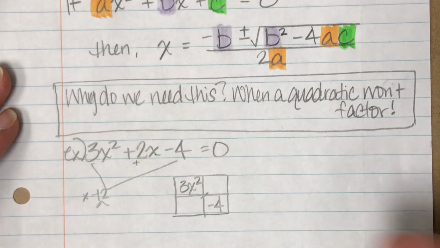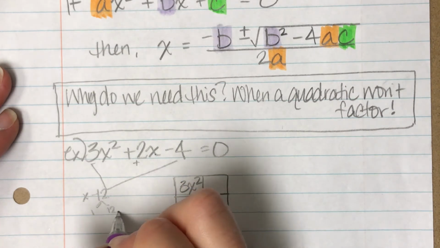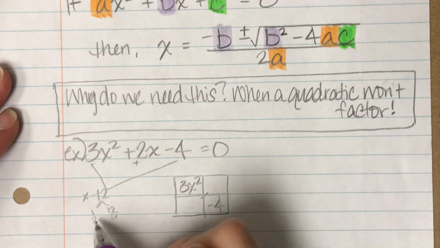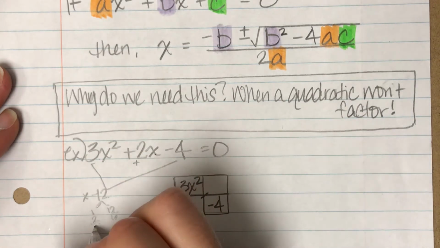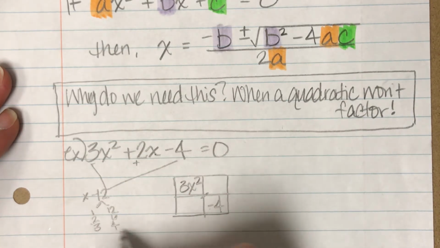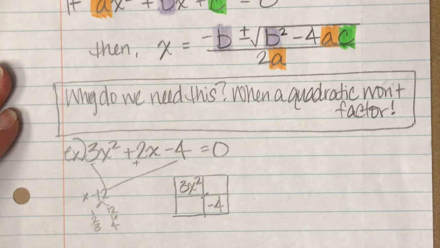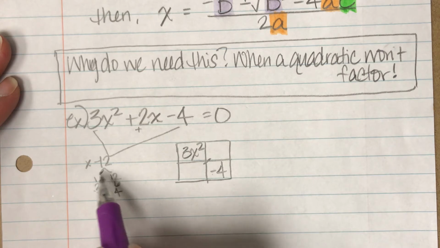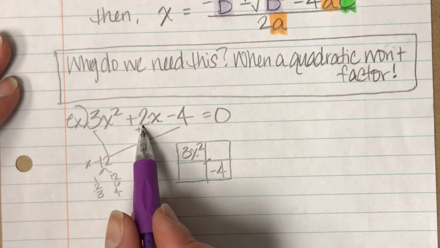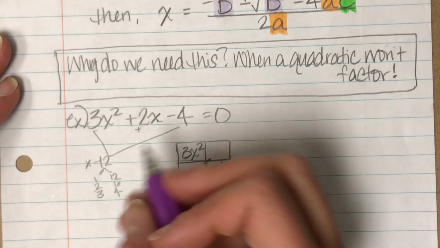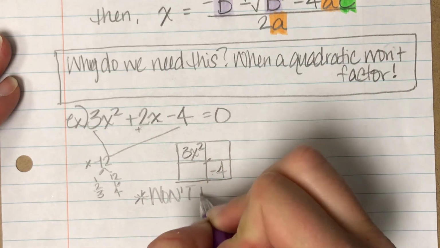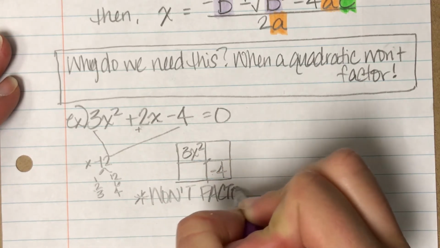Well, with 12, we have the options 1 and 12. That's not going to make a 2. We have 2 and 6. That's not going to make a 2. We've got 3 and 4. That's not going to make a 2. And really, those are the only options we have. So there are no factors of negative 12 that are going to add together to make a positive 2. So this problem won't factor. It truly has no numbers that will make it work.